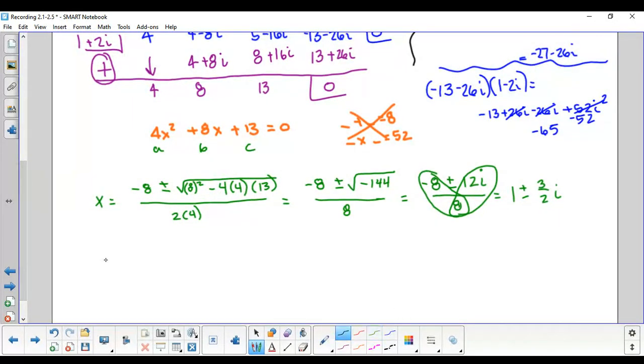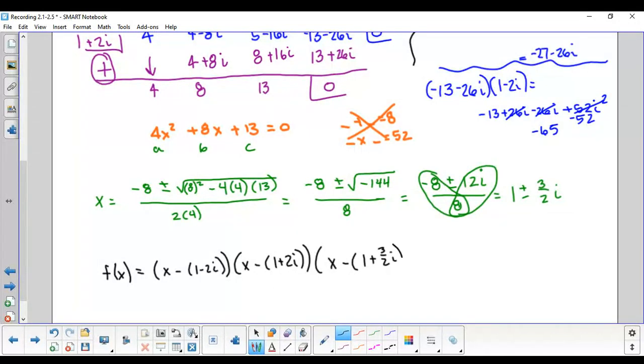Ay, ay, ay. So let's take a second and write this in linear factorized form. We have x minus 1 minus 2i. That was the first one we divided by. Then we have x minus 1 plus 2i. That was the second one. Then we have x minus 1 plus 3/2 i. And then we have x minus 1 minus 3/2 i.